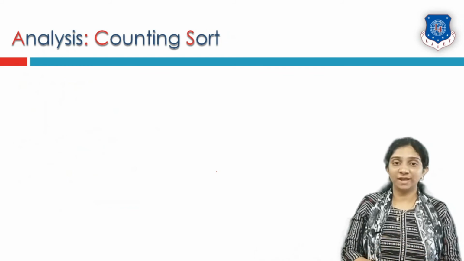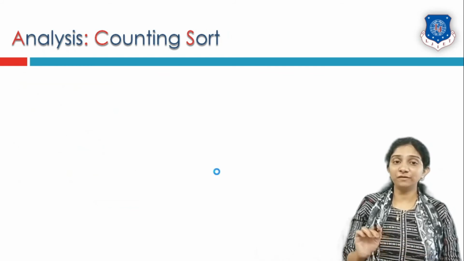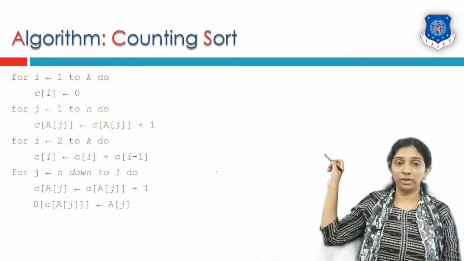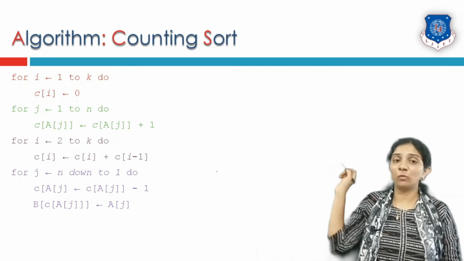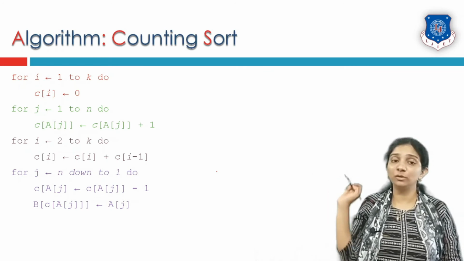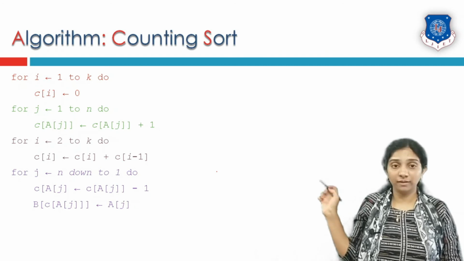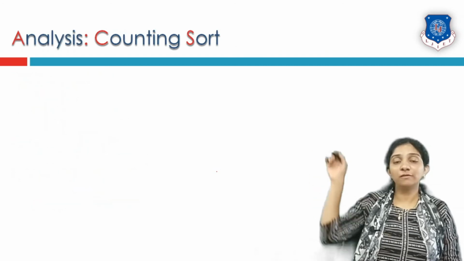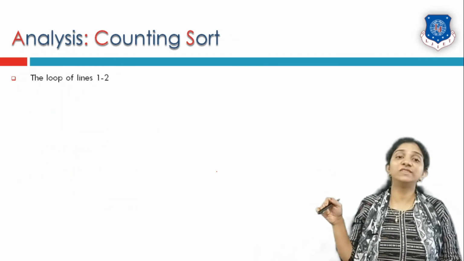Now let us perform analysis. The very first loop is the i loop which starts from 1 to k. Second is the j loop from 1 to n. Third is the loop from 2 to k. And fourth is the loop from n to 1. So basically k, n, k, n. These loops are going to execute serially.